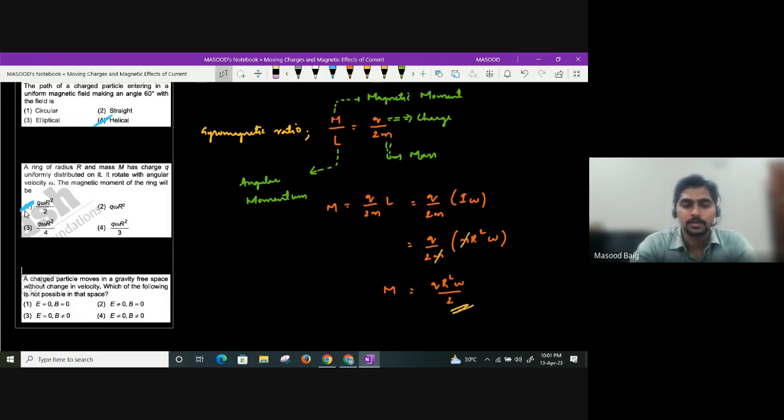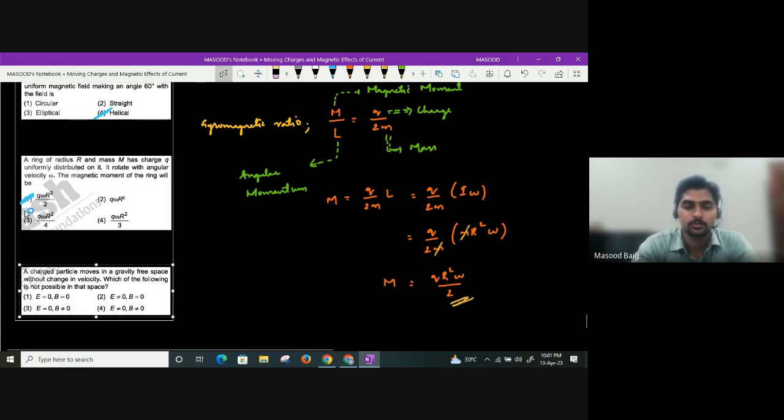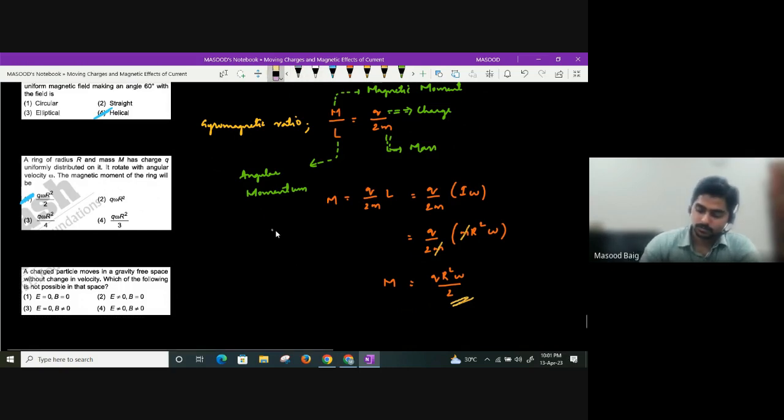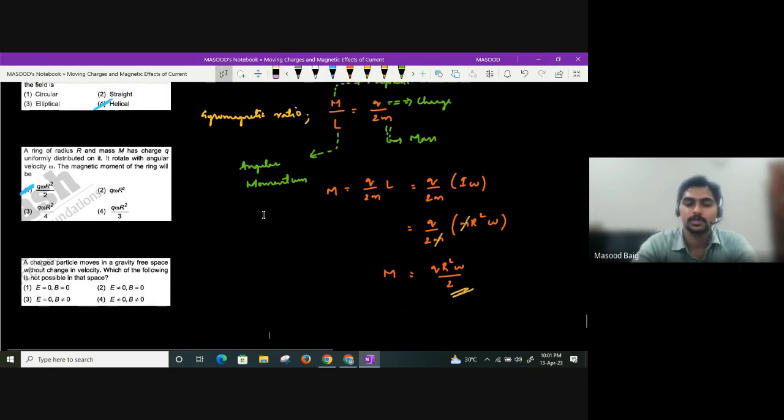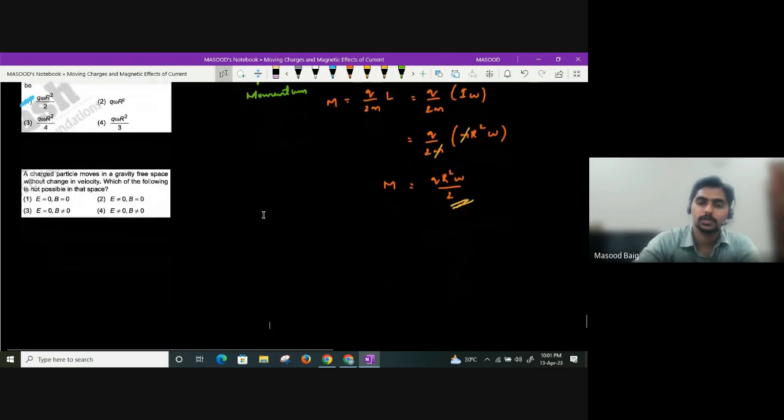Now, a charged particle moves in gravity-free space without change in velocity. Which of the following is not possible in space? They're asking which of them is not possible. Let us try to understand, guys. All the four cases I'll make you understand because they are important again.